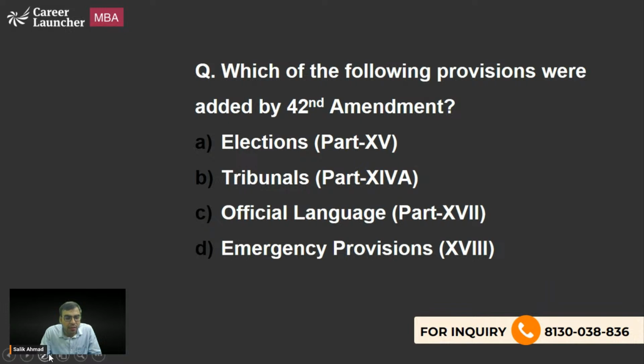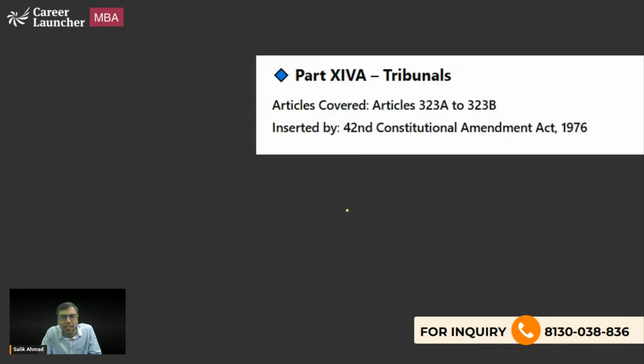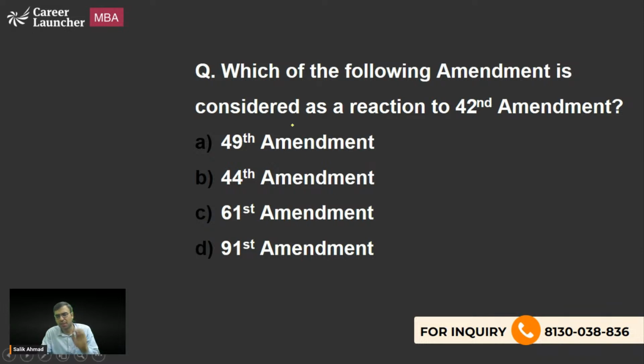Okay, the next one is which of the following provisions were added by the 42nd amendment? Which part was added? So this is actually slightly on a higher side, so you should know tribunals related matter, but this was not that important for you. Let us talk about this one.